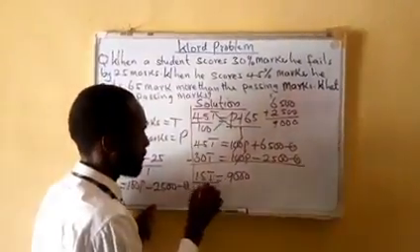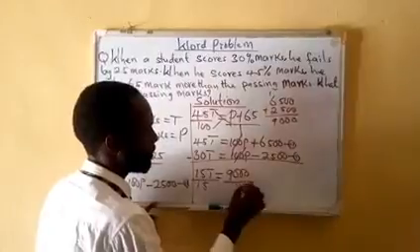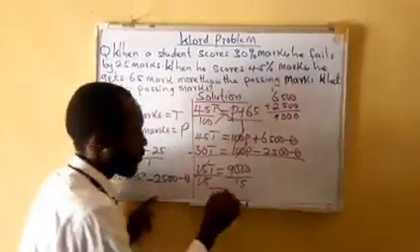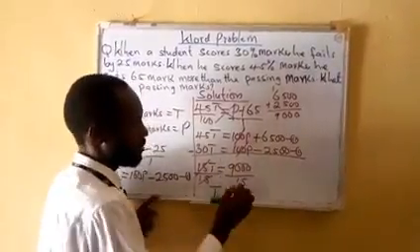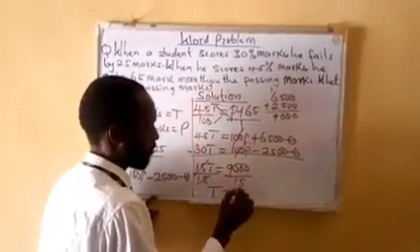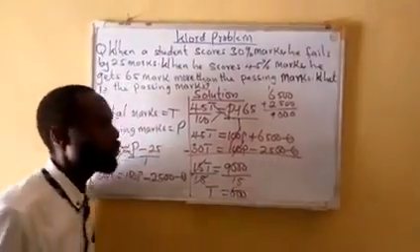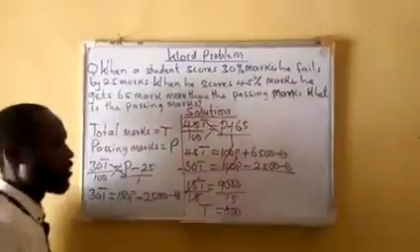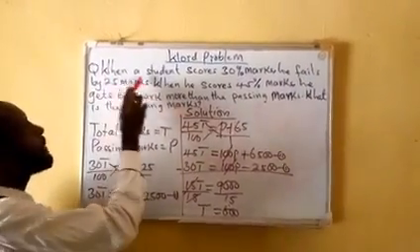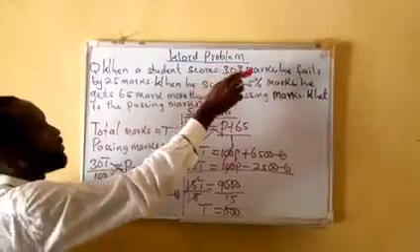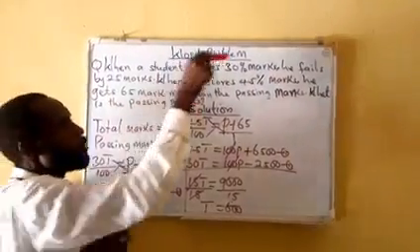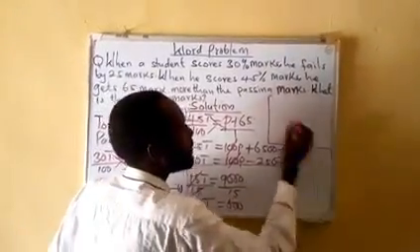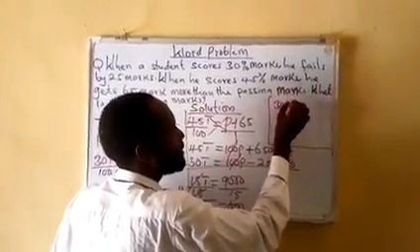We divide through by 15. We cancel 15. We are left with T. We are dividing 9,000 by 15. We will get 600. So our total marks is now 600. So when a student scores 30% of the total marks, he will fail by 25 marks. So let's now find the 30% of the total marks.